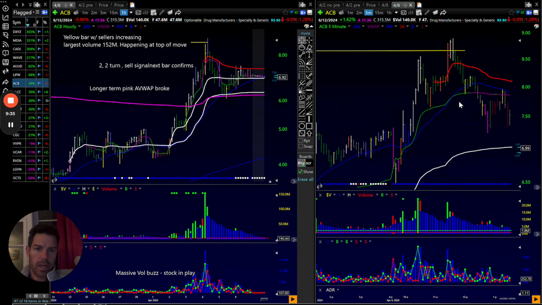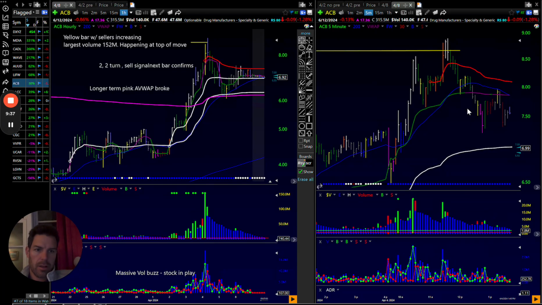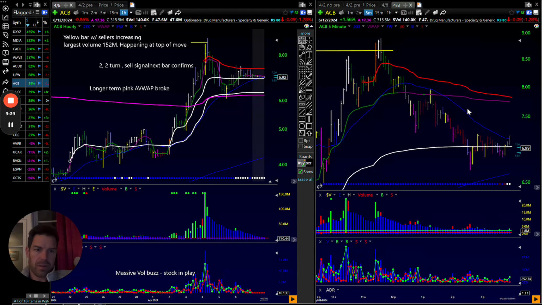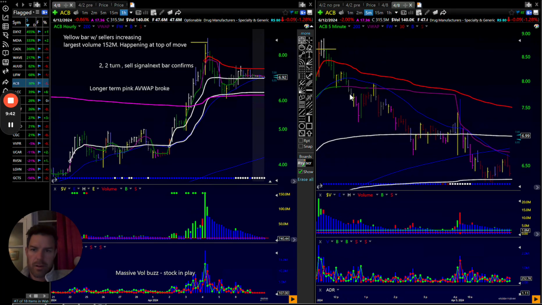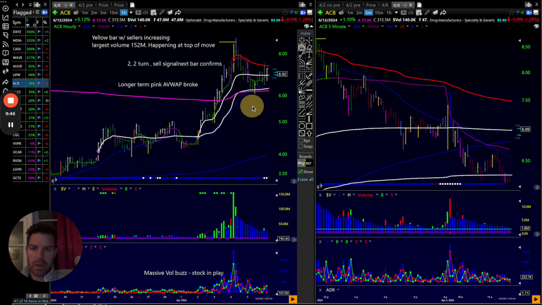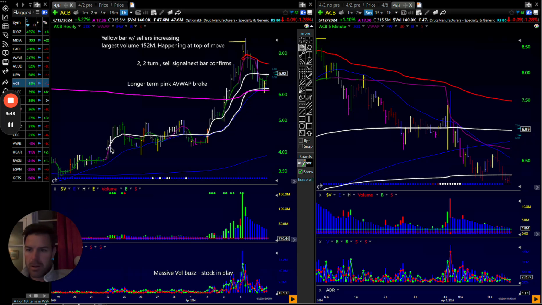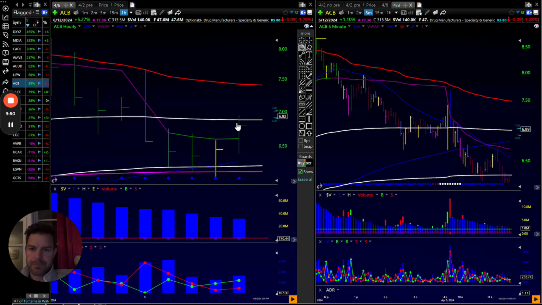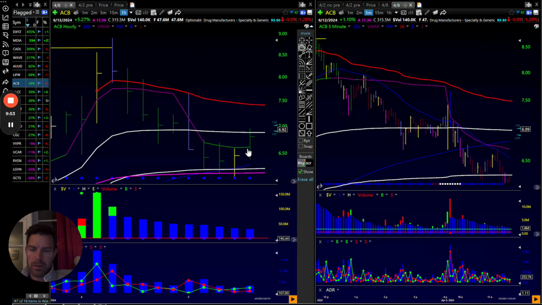But I'm using these support and resistance levels as my guide, right? So that comes right down. I mean, how incredible is that? It comes right down to that anchor VWAP, the white from here, the breakout, and then this pink longer term, right? And then you get a buy signal, right?